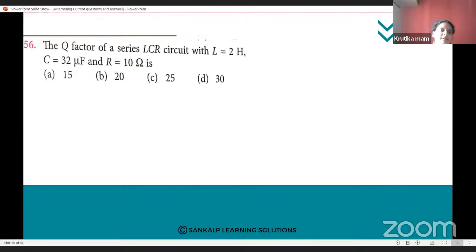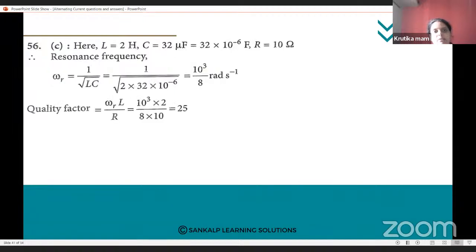The next one is the Q factor for a series LCR circuit with L is equal to 2 Henry, C is equal to 32 microfarad, and R is equal to 10 ohm. Q factor. Already I told you the formula, no? See, the Q factor is given by what? Omega into L upon R. Option C is the correct answer.